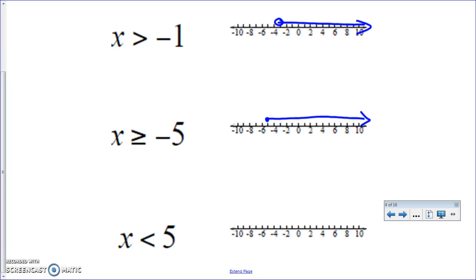For our next one here, we have x is less than 5. So because it's not equal to, we're going to have an open dot, so it's not going to be filled in. We're going to put it over the 5. Then, because x is less than 5, we're going to have our arrow heading to the left, which shows us that x can be any number that's less than 5.